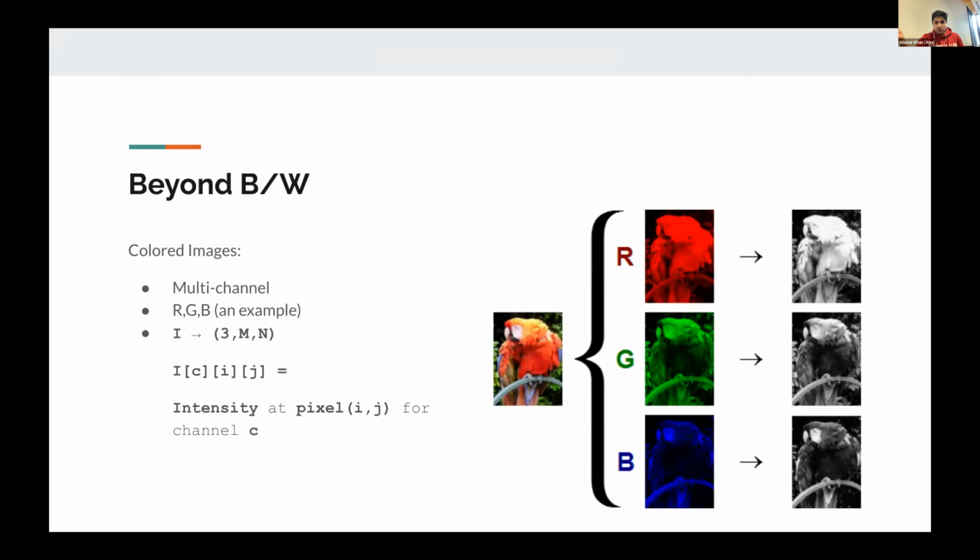So of course, images aren't just black and white. And as most of you will know, most color images are produced by at least 3 channels, red, green, and blue. And by varying the amount of red, green, or blue, you see a different color at each pixel, and of course, the whole image tends to take its color. So really, each color image is a 3-dimensional matrix, where the first dimension is the channel, and the second and third dimensions are its size. And now each element of the image, I[c][i][j], is basically the intensity at pixel (i, j) for channel c, right?